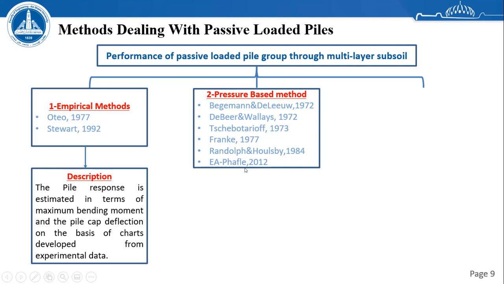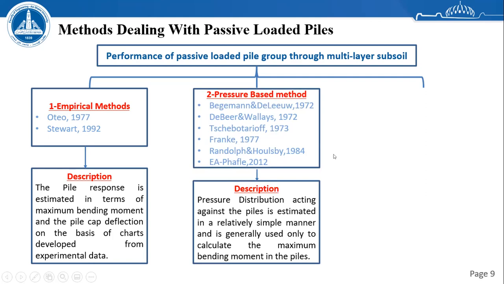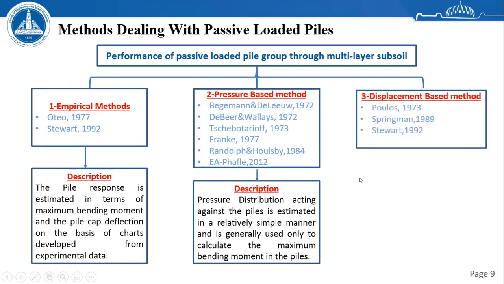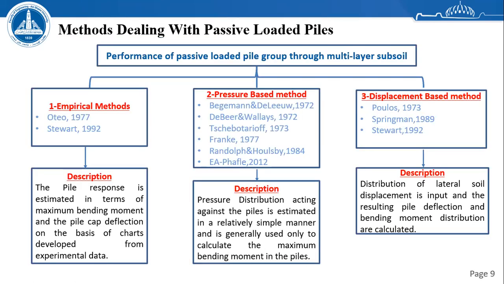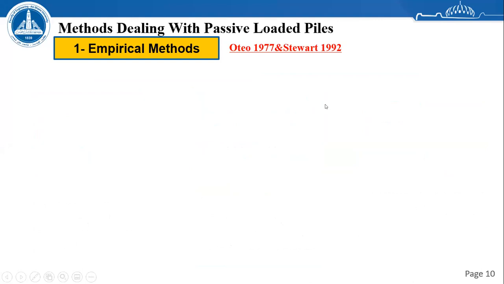In the German recommendation, or in the pressure-based methods, pressure distributions acting on the pile are estimated. These pressure distributions can be used to calculate the maximum moment of the pile. Third, we will talk about the displacement-based methods. In the displacement-based methods, started by Poulos in 1973, and the displacement-based methods we propose, we estimate a distribution for the lateral soil displacement. This lateral soil displacement can be used to calculate the maximum moment and the maximum displacement. We will start to talk in detail about these methods.